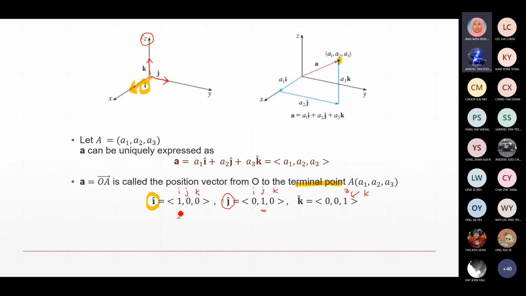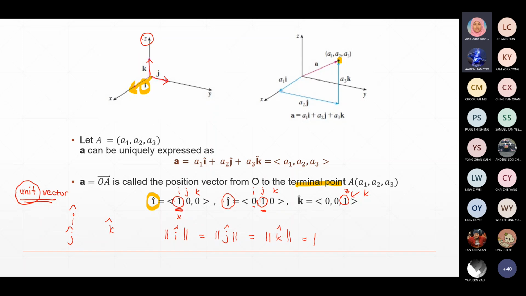So you will ask me, Miss, why do they put this as a 1? Why can't we put 2, 3, or 4? Because, as I mentioned just now, i, j, and k here with the cap refer to the unit vector. So what is the unit vector? The magnitude of the unit vector i, the magnitude of the unit vector j, the magnitude of the unit vector k must be equal to 1. That's why we need to substitute this as a 1.